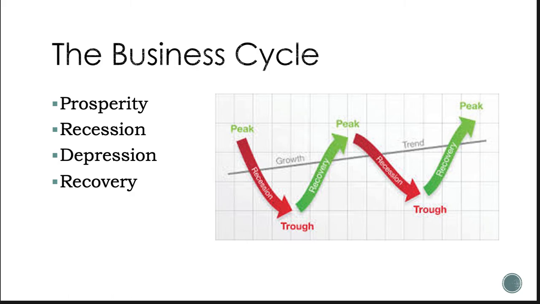Now, depression is the bottom of the barrel. We hit the trough, as you can see on the image there. This is where we're going to see business activity be extremely low. Very little is going to be produced. Very little is bought. Very little is sold. Wages, prices, profits are extremely low.